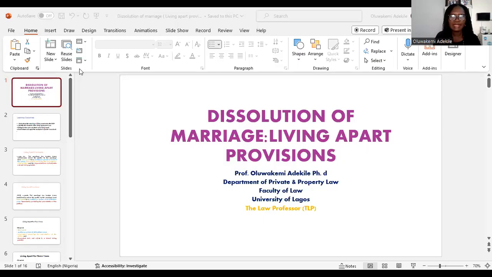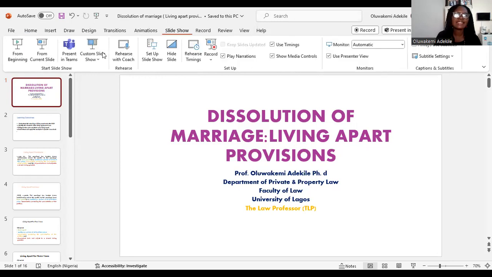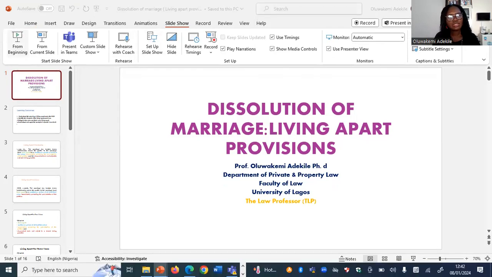To do that effectively, we'll look at the provisions and look at the elements of section 15 with regards to the living apart provisions. I must mention that these living apart provisions are of two forms. You look at it in the context of the 2-year living apart and the 3-year living apart provisions.